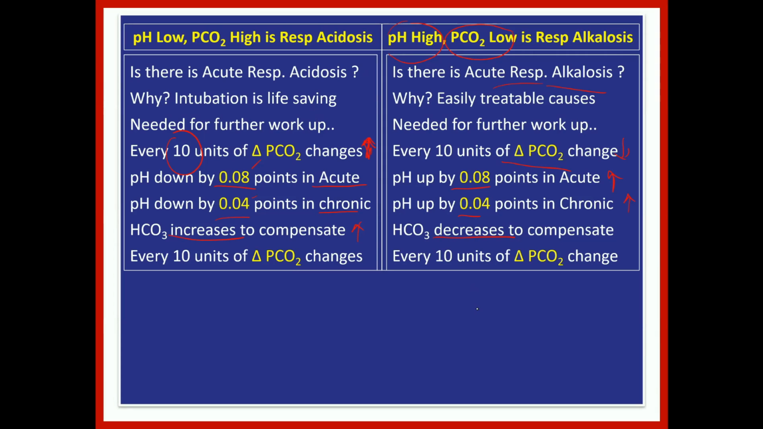Treatable causes are there and we need to know them. Again, for every 10 units drop in the PCO2, because in alkalosis there is washout, there is a drop in the PCO2. For every 10 units drop, or delta PCO2, the pH is adjusted upward by 0.04 units in acute, and 0.04 units in the chronic.